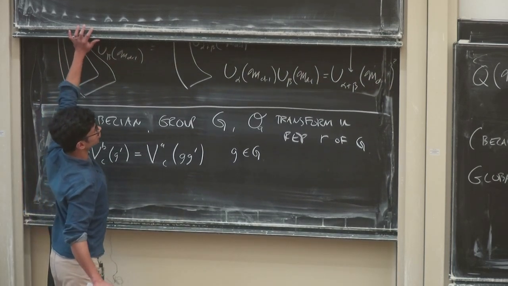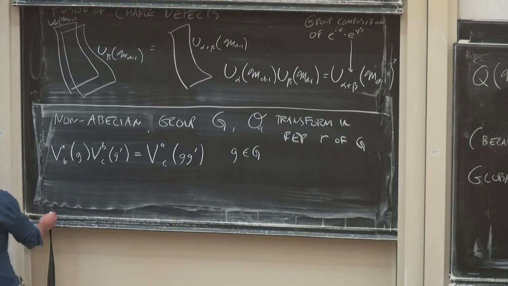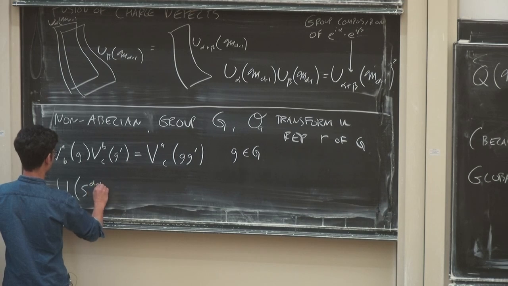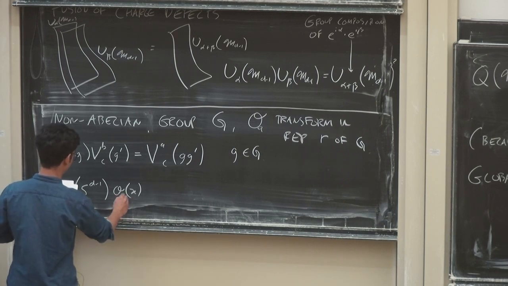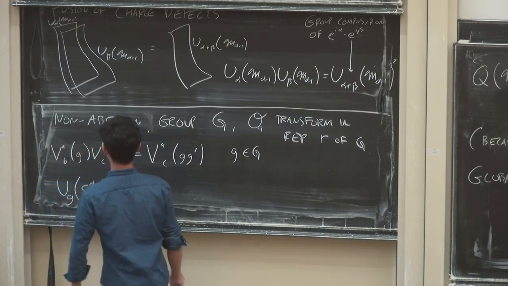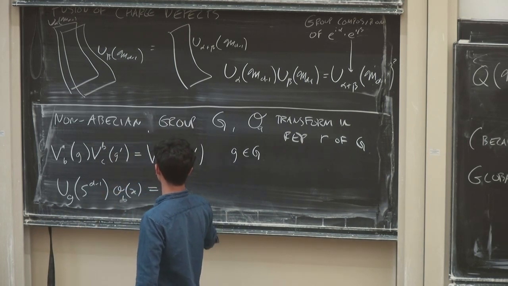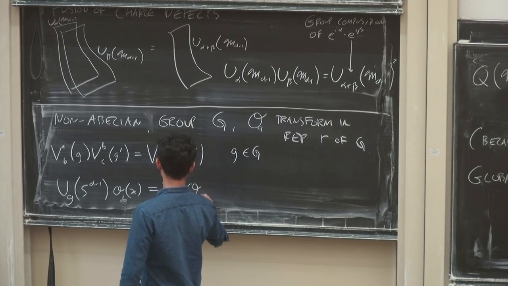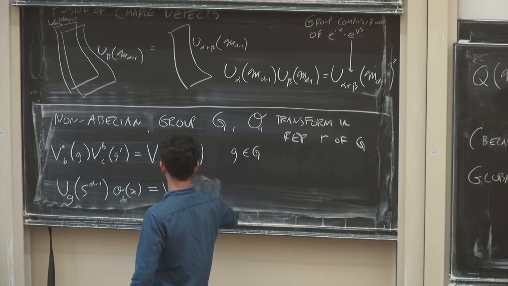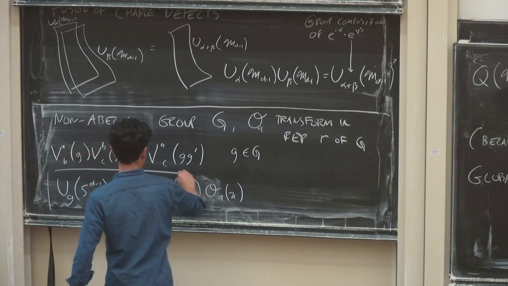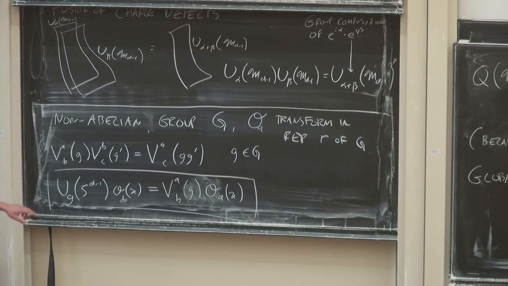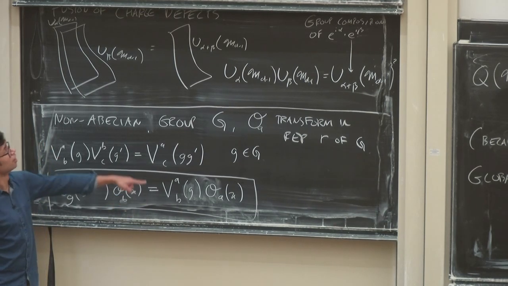And now everything sort of goes through in this sort of obvious way. All right? In particular, we now have a U, a charge defect operator, which is labeled by an element of the group. All right, which we can wrap around an operator. And when you wrap it around the operator, what you get is an action by the representation on the operator. Okay. So this is the non-abelian version of that thing.